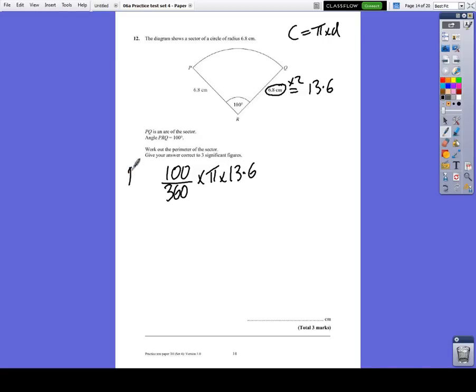Now that will give me the length of PQ. So that's just the arc. So we need to add to that the 6.8 and the other 6.8 to get the full perimeter. And if we put all that into the calculator, you will get 25.5 centimetres to 3 significant figures.